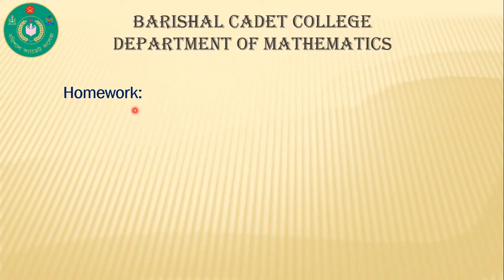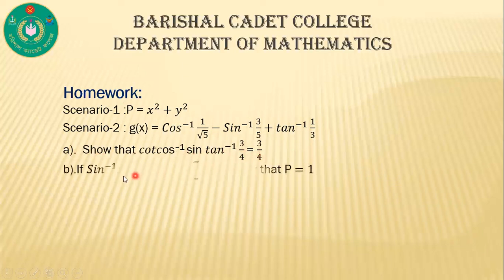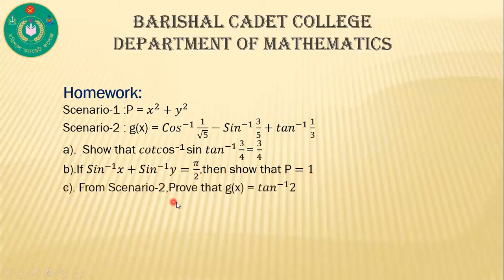Now, this is your homework. A creative question. Scenario 1, P equal to x square plus y square. And scenario 2, g(x) is equal to cos inverse 1 by root 5 minus sin inverse 3 by 5 plus tan inverse 1 by 3. Now question number A, show that cos tan inverse sin inverse 3 by 4 is equal to 3 by 4. And question number B, if sin inverse x plus sin inverse y equals pi by 2, then show that P equals 1. From scenario 2, prove that g(x) is equal to tan inverse 2.